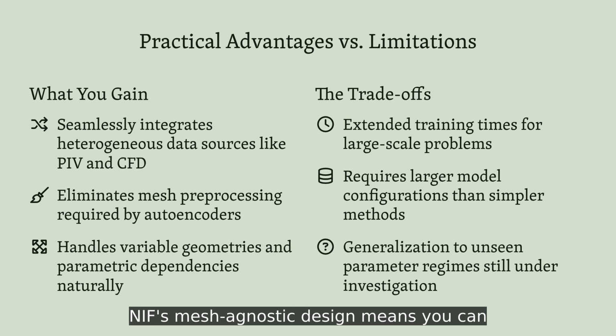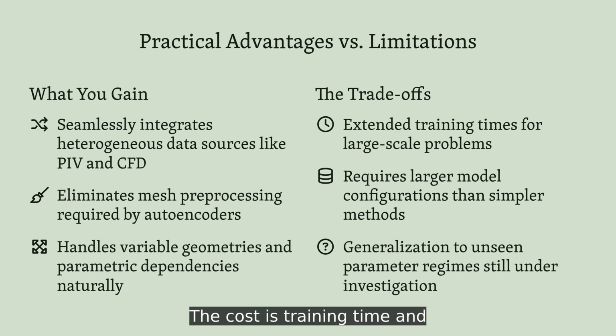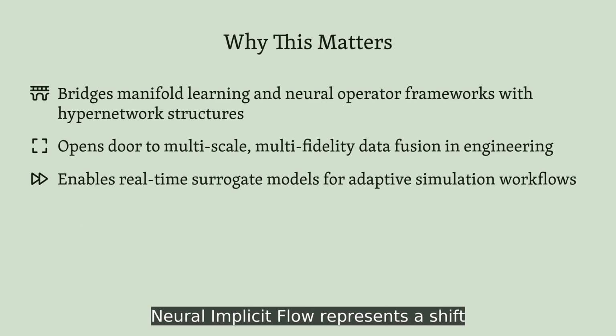NIF's mesh-agnostic design means you can throw particle image velocimetry data and computational fluid dynamics results at the same model. No alignment needed. You skip the pre-processing headaches that plague autoencoders. The cost is training time and model size, and the researchers acknowledge that robustness across wildly different parameter regimes remains an open question.